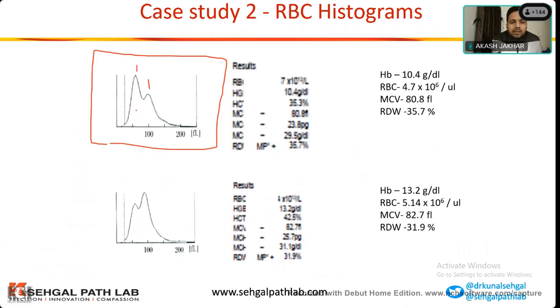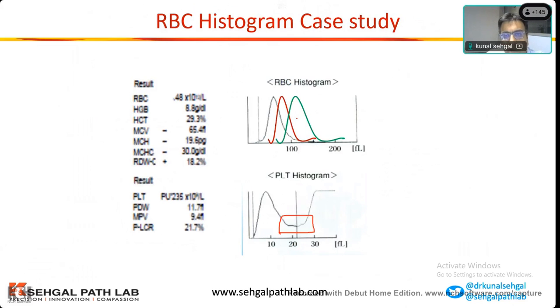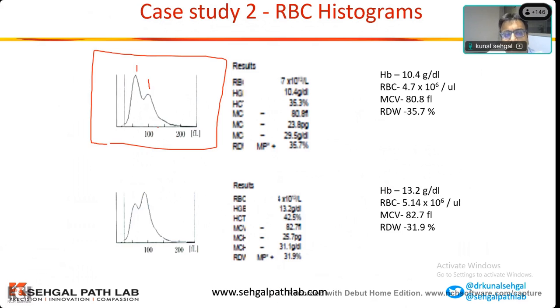There is a dip. Compared to the previous histogram, where I saw only one peak, now you see this histogram. One peak or two peaks? Two peaks, sir.